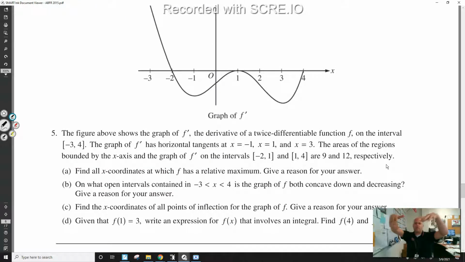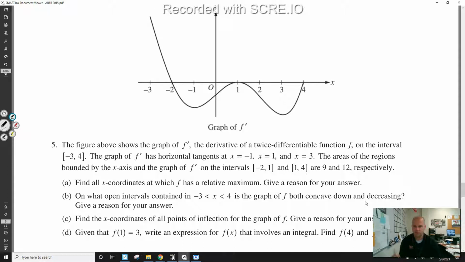It gave you the graph of f prime. The toughest one was like using the equation that we know how to do. It's really simple. Here's f prime. Told you the areas are 9 and 12.